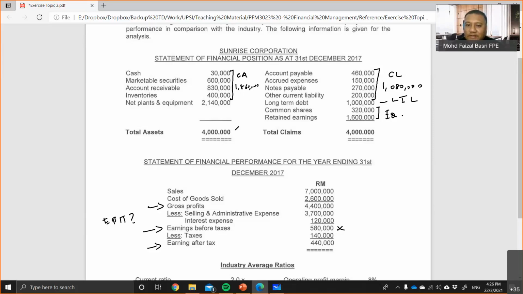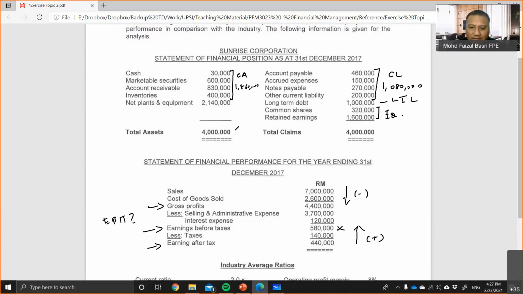So how to find this? There are two ways to find it. Either you use the top-down approach, calculating from top to bottom, or you can use bottom-up. Either way, you can use it. Because you know the nature, when we go from top to bottom, we minus. When we use bottom-up, we add. Mathematical rules, very simple.